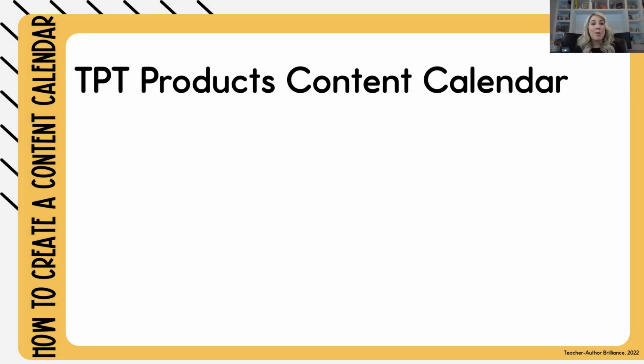Now let's discuss what a TPT products content calendar would look like. First, you're going to decide on a project. What are you going to do? What are you going to create for your audience that they need? What is their pain point and what is your niche and how are you going to fix their problem? So decide on a project to create.